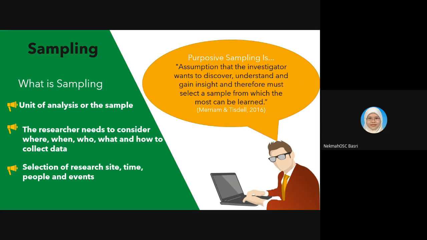Probability sampling, or simple random sampling, allows us to generalize to the population. In qualitative research, non-probability or purposive sampling is used. So for the qualitative, we are using the purposive sampling.